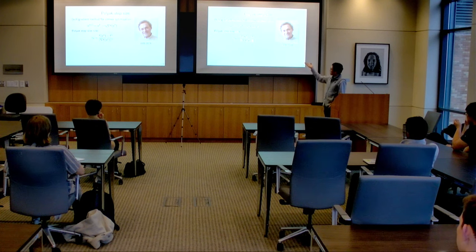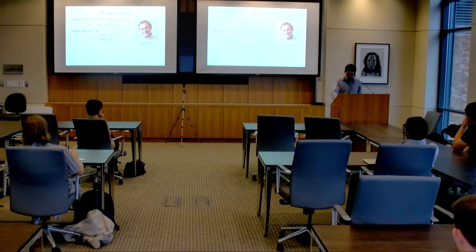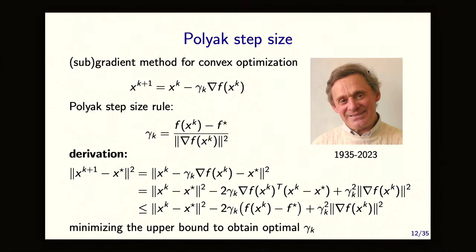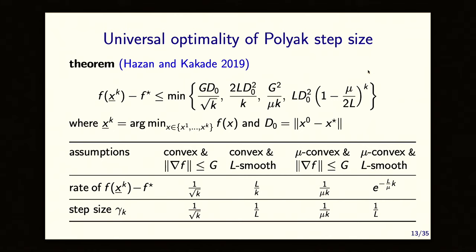The idea, as you can see, is basically the ratio between the function gap over the squared norm of the gradient. And you can derive it. If you write down the distance of x_{k+1} to any optimal point, you can substitute the method, open the square, and get this inner product term. Then using convexity, you get the objective gap. At that stage, you want to minimize the right-hand side, which is an upper bound, by minimizing over gamma k, and you will get that step size. So this is just a very short derivation.